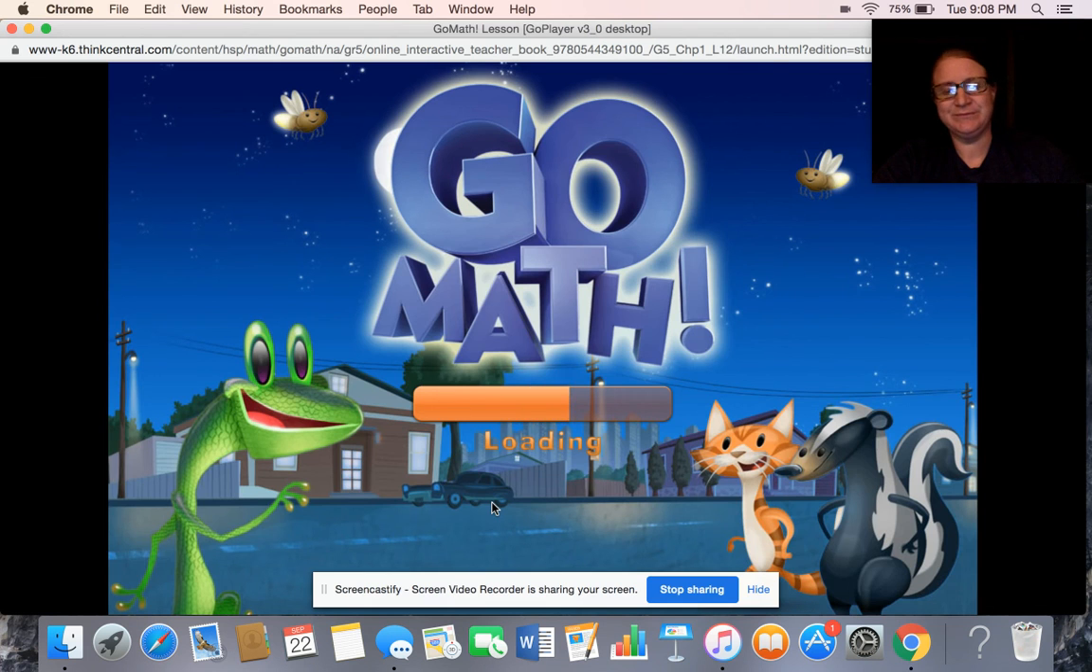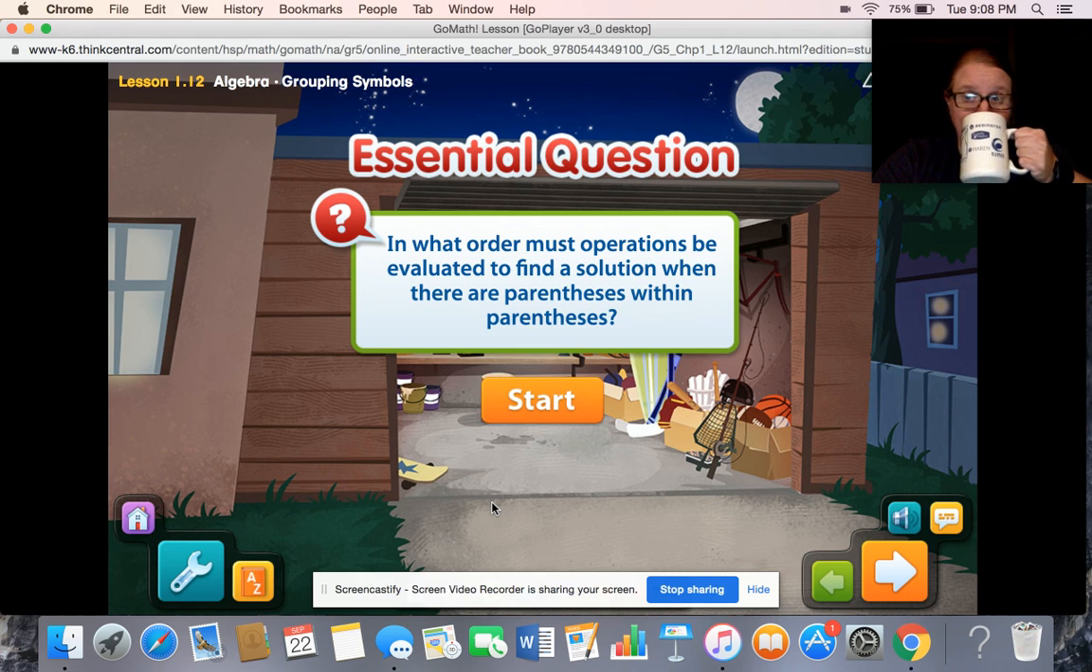In what order must operations be evaluated to find a solution where there are parentheses within parentheses? Or, like I said, double parentheses.